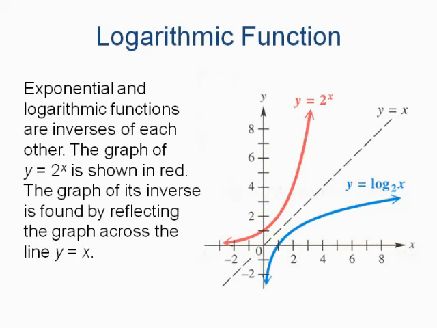Exponential and logarithmic functions are inverses of each other. So the graph of y equals 2 to the x that we looked at in earlier sections is in red there. And the graph of its inverse is found by reflecting the graph across the line y equals x. So remember, we also have talked about inverses and so forth. And remember, for every (x, y) on the red line, it becomes (y, x) on the blue line. The domain becomes the range, and the range becomes the domain. And they are inverses because they are both 1 to 1.